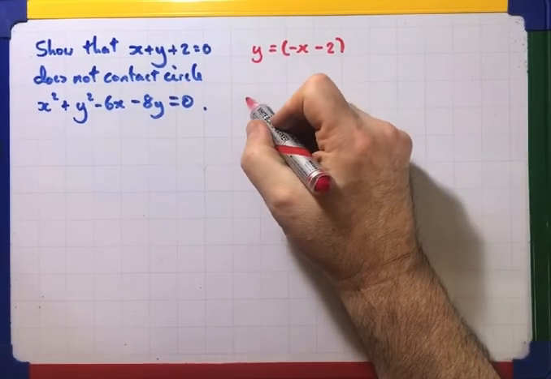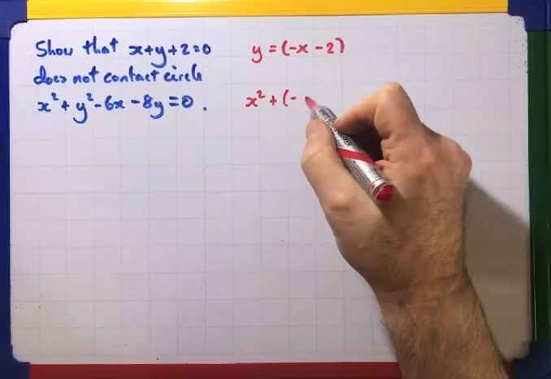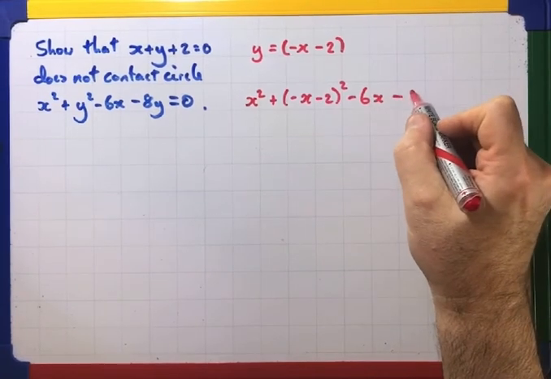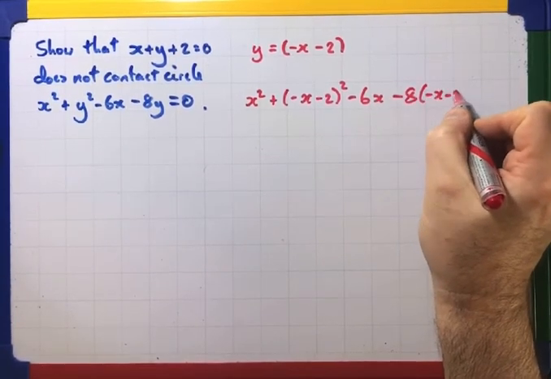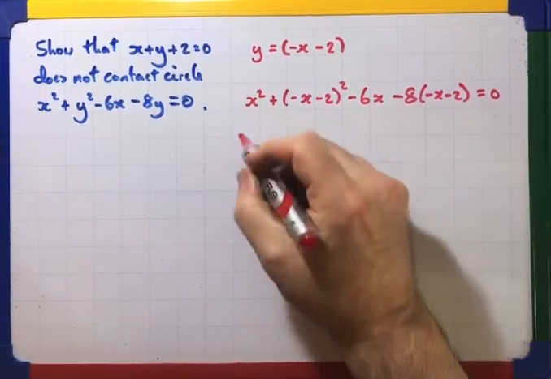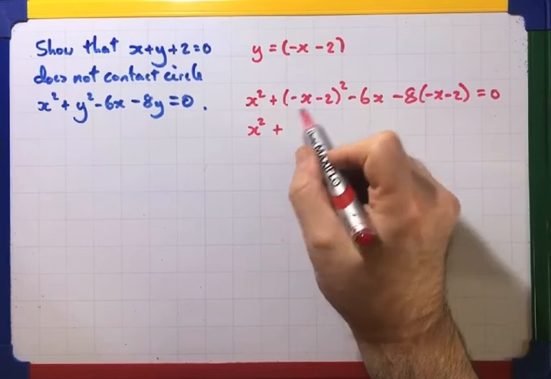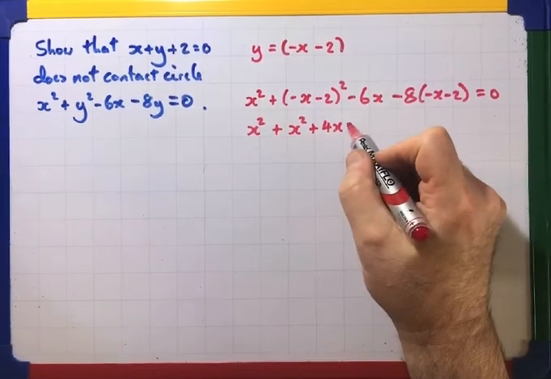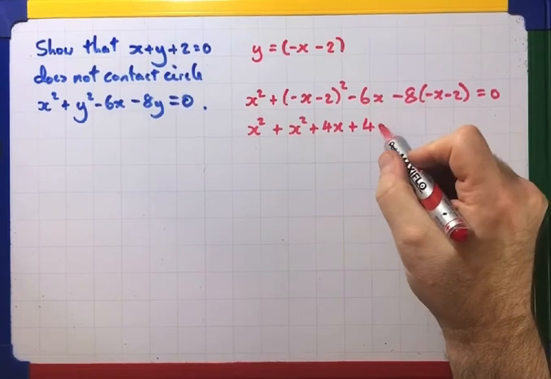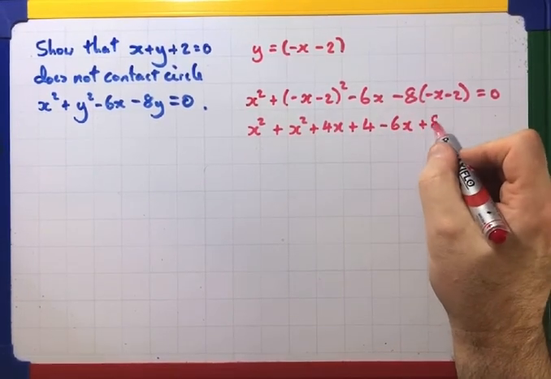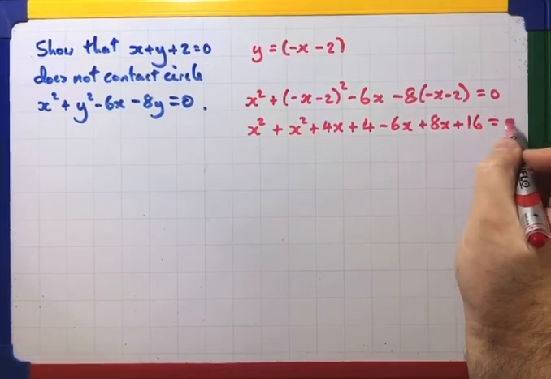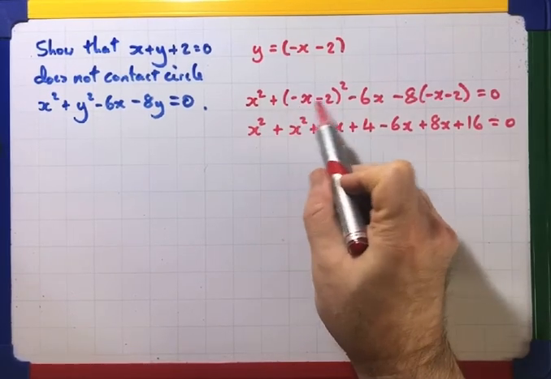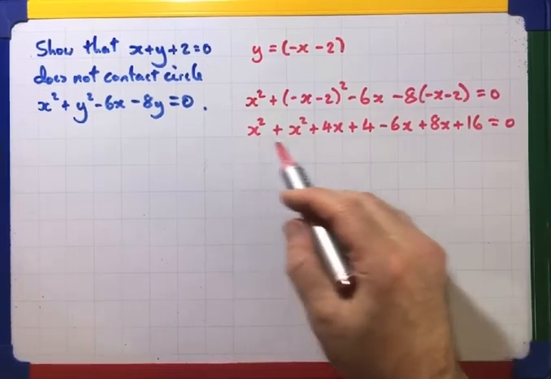Into this circle here, so that's going to be x squared plus minus x minus 2 squared minus 6x minus 8 times minus x minus 2 equals 0. So let's multiply out. If you multiply this one out, it should give you x squared plus 4x plus 4 minus 6x plus 8x plus 16. That's what you get if you multiply these out. Just be careful. If they're both negative and you're squaring it, everything's got to be positive at the end.